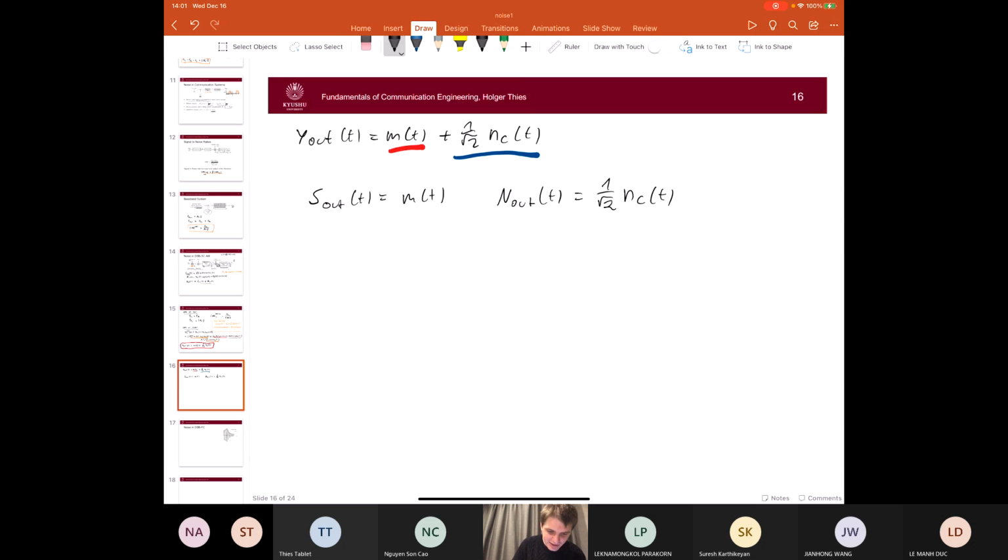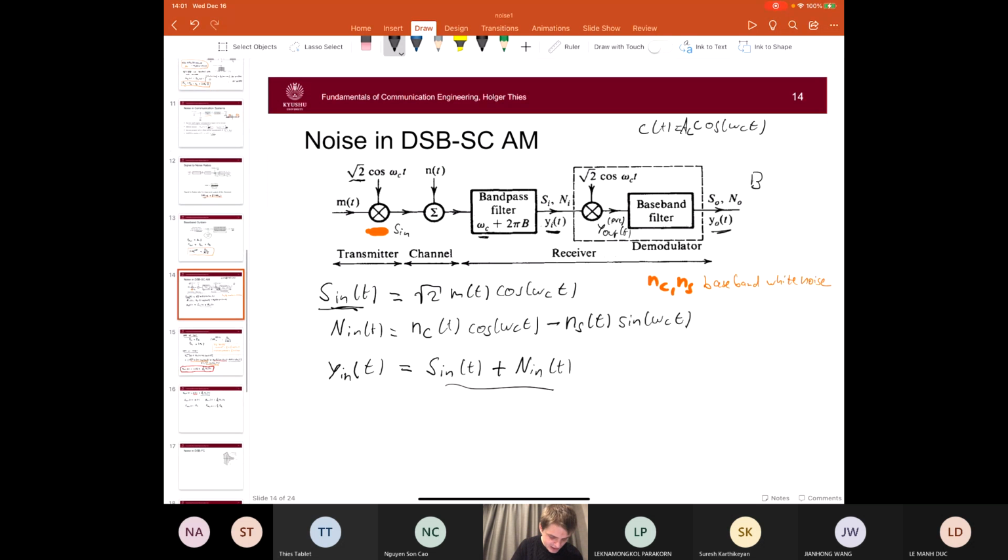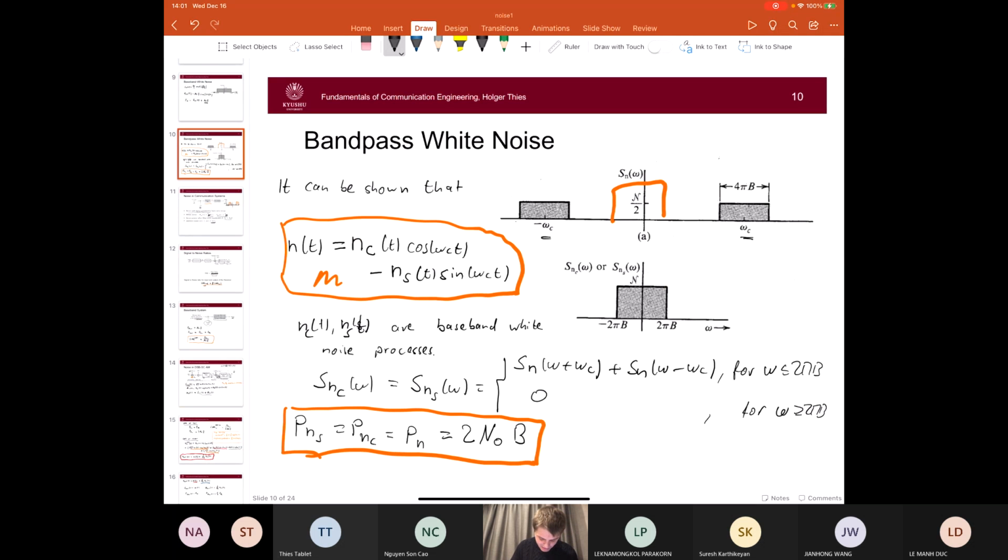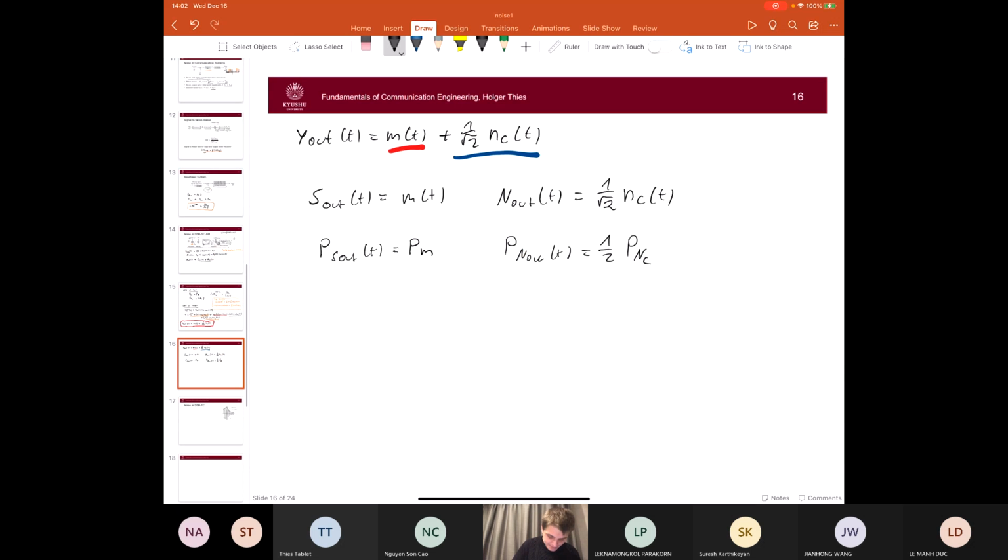So what is the power of the signal at the output? Well, the signal at the output is just the message signal, so this will be the power of the message. What is the power of the noise at the output? Well, we have seen this. This will be just 1/2 of the power of the cosine component of the noise, and we have seen what this is when we looked at bandpass white noise, right? The power of each of those components was 2 times N0 times B, and this means half of this is just N0 times B. So now the signal to noise ratio at the output for DSB-SC is just the power of the message over N0 times B. And this is 2 times the signal to noise ratio that we had for the input, right?